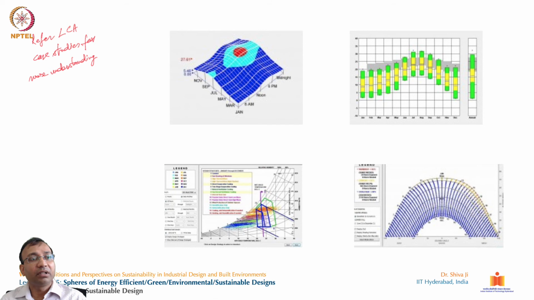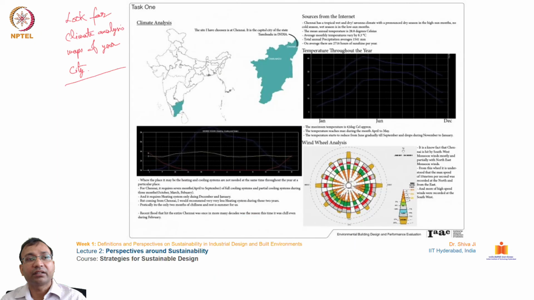Okay. So this is a climate analysis map of Chennai, the city of Chennai in Tamil Nadu. Here they have given this wind rose diagram, and there is a temperature map for the entire year.